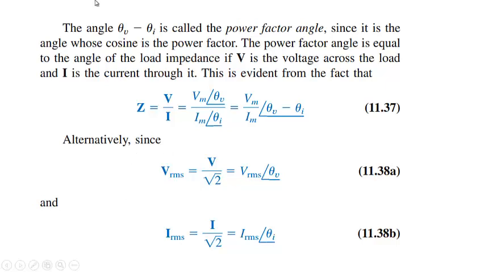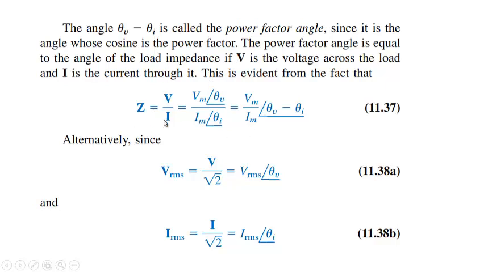Again, θV minus θI is known as the power factor angle, since it is the angle whose cosine is the power factor. The power factor angle is equal to the angle of the load impedance if V is the voltage across the load and I is the current through it. It's very important. I repeat, the power factor angle is actually the angle of the load impedance, but one condition is that V is the voltage across the load and I is the current flowing through the load.